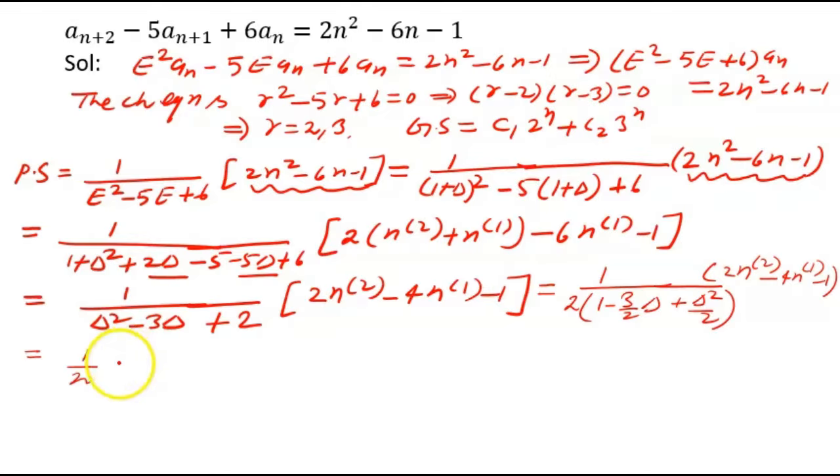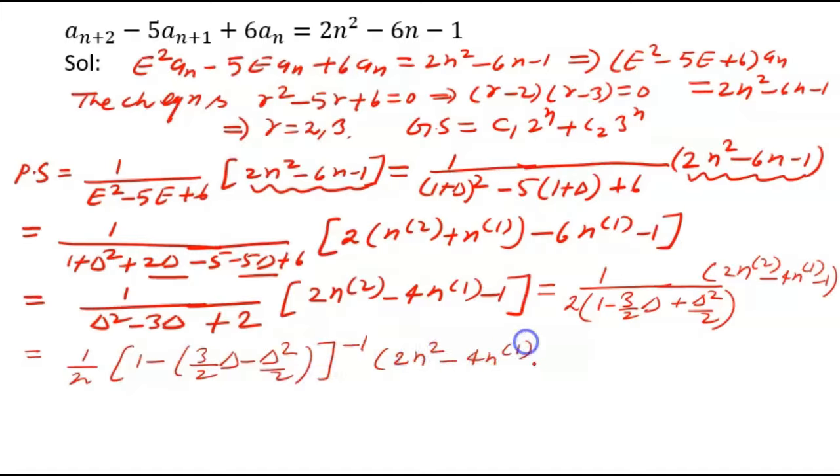So what is the expansion that we have to use? The binomial expansion, right? So it will be like 1 minus, if you allow me to write, 3 by 2 delta minus delta square by 2, and whole to the power minus 1, that I need to operate on 2n to the power 2 minus 4n to the power 1 minus 1. What is the next step? I write 1 by 2 and then I do the expansion. So it will be like 1 plus 3 by 2 delta minus delta square by 2.